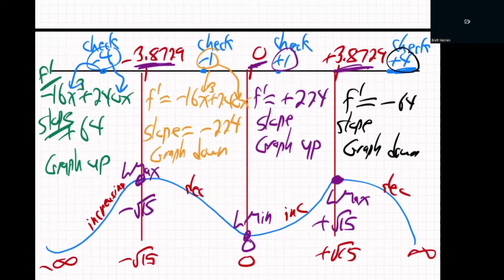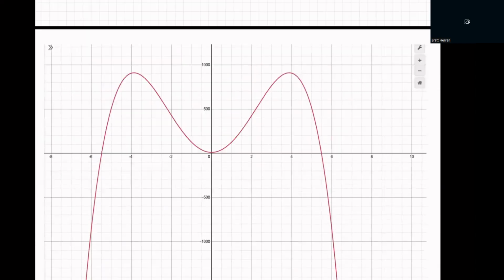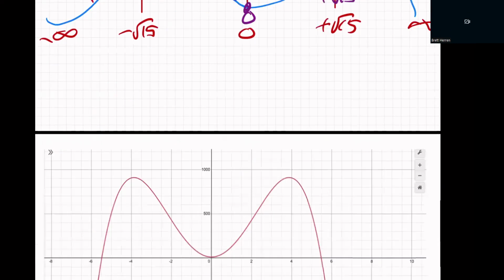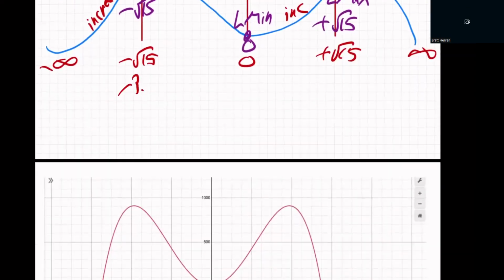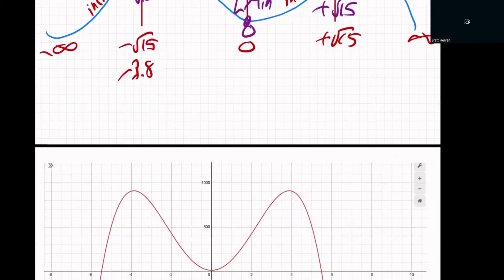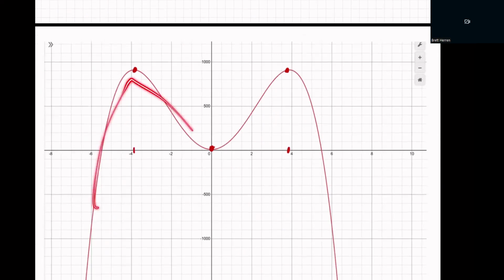Yeah. And here's the graph. By the way, I graphed it on Desmos just for fun. There it is. See, we got it right. That's the actual graph on the Desmos grapher. See, it's a big M, right? And root 15 is negative 3.8 or something like that. Here's the max, negative 3.8, positive 3.8. There's the other max. Zero's the min. It's going up, going down, going up, going down. We got it. So the power of derivatives, we figured all that out without even seeing the graph. And it was right.